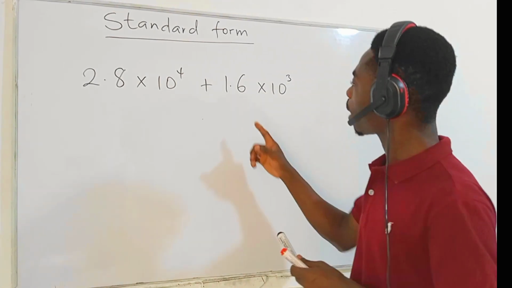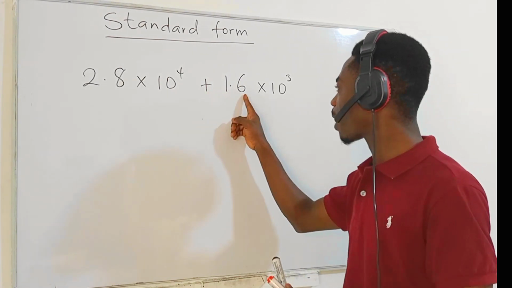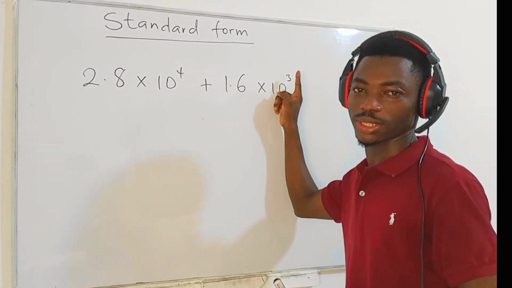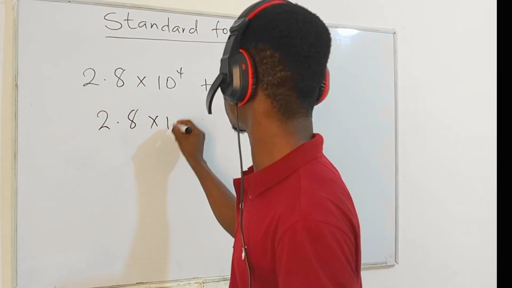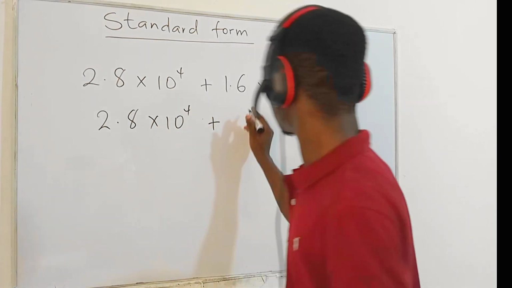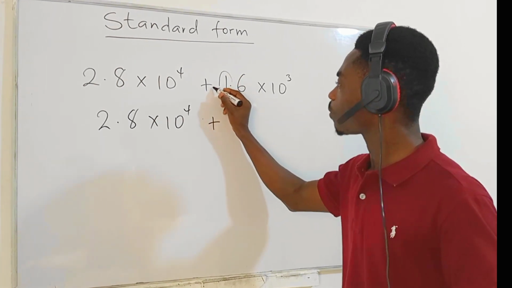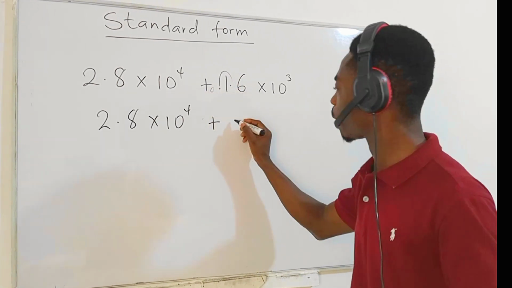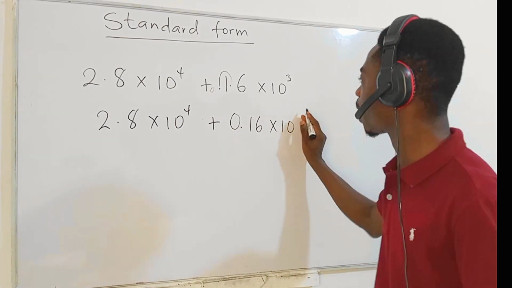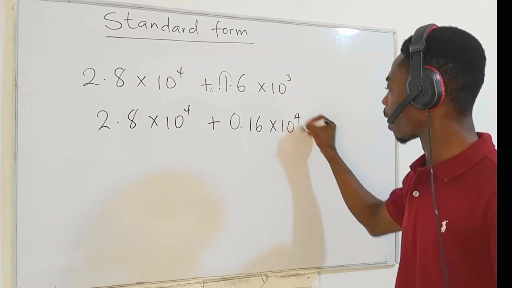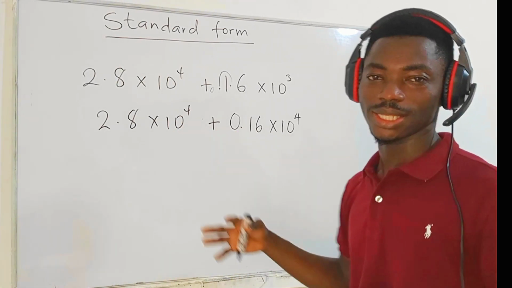Check this out. You realize that if I move the decimal point all the way to the left, the number right here is going to decrease, but the power is going to increase. So I will just have to keep this. We have 2.8 times 10 to the power 4, then plus, this time I'm going to move the decimal point here. And if I do that, we are going to have 0.16, then times 10 to the power. This time the power is going to increase by 1. And now we can clearly see that the powers are the same. Therefore, we can easily combine them.